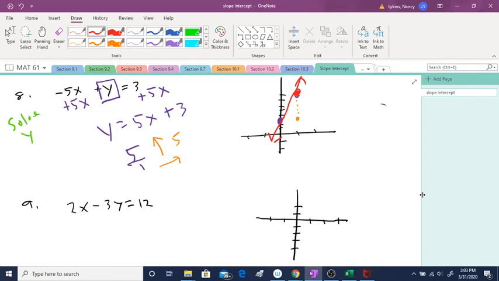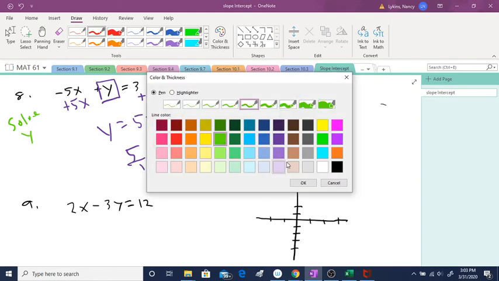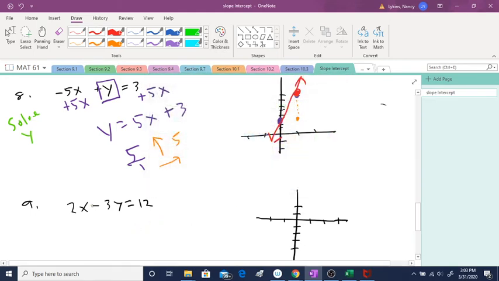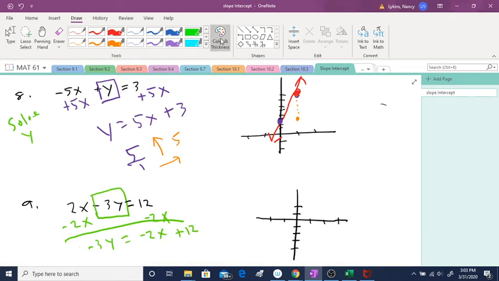So now I want to take my advice I did in my example number 8. I want to solve for y. So I'm going to box in this negative 3y, and I'm going to move my 2x over by subtracting 2x. So negative 3y equals negative 2x plus 12.